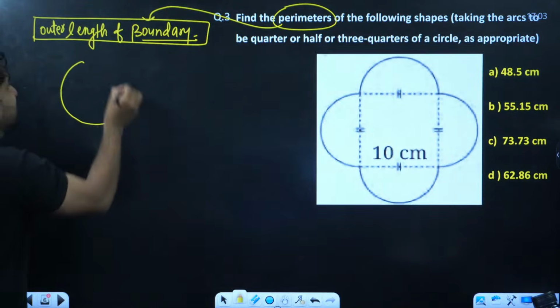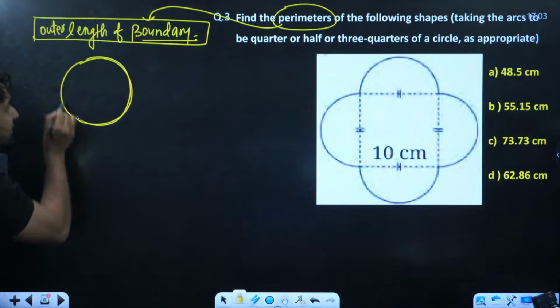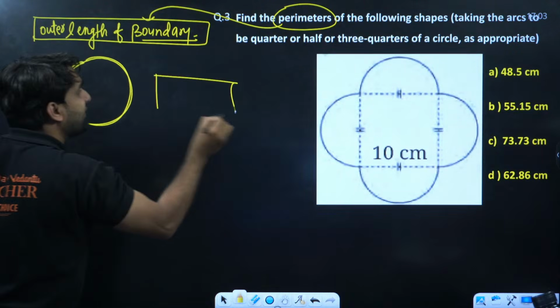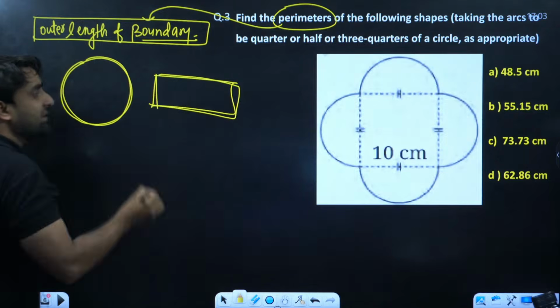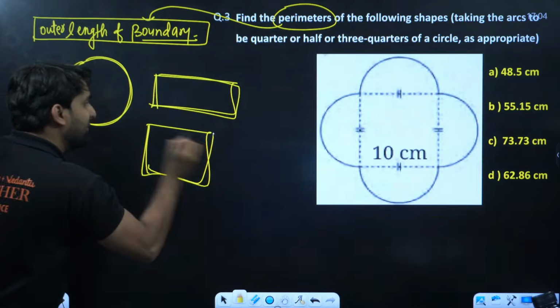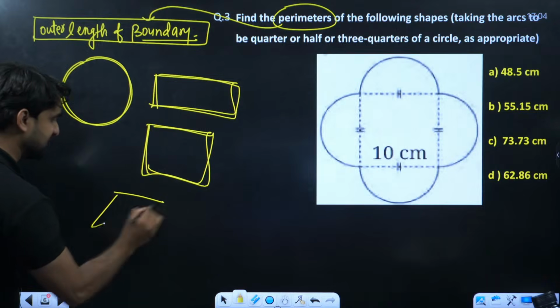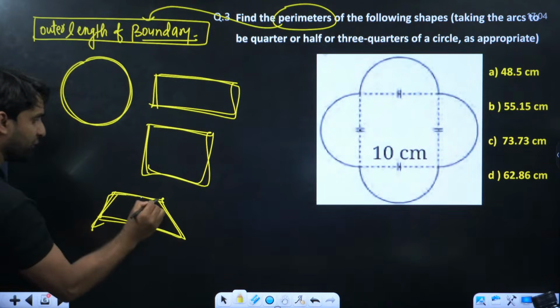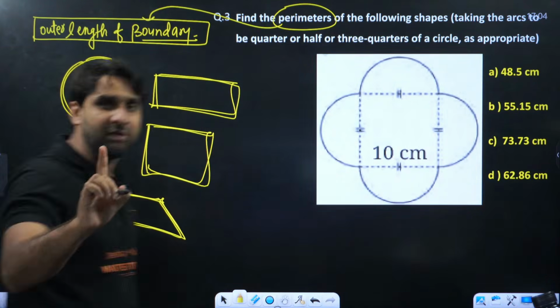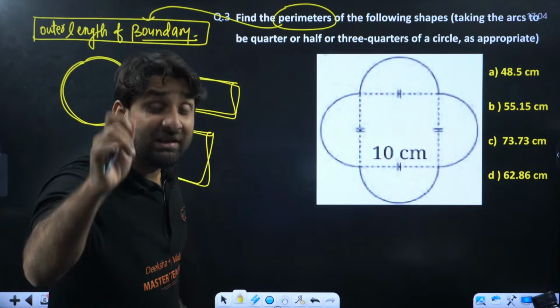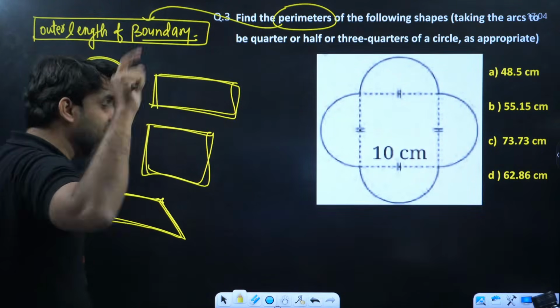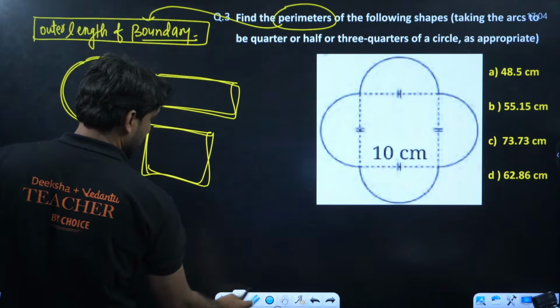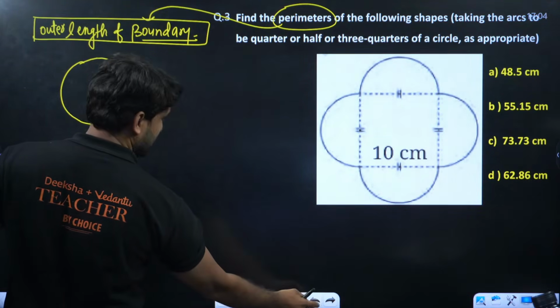For example, I have a circle, so the length of this line will be the perimeter. I have a rectangle, so this will be the perimeter. I have a square, so this will be the perimeter. I have a trapezium, so the length of all four lines will be the perimeter. Are you getting my point? Perimeter means the length of the outer boundary of the given structure. Always keep it in mind.